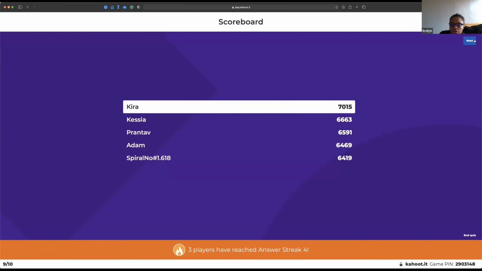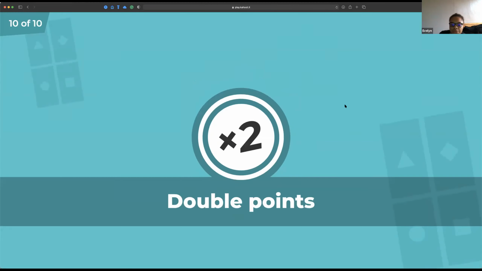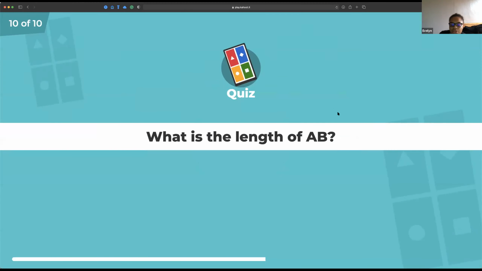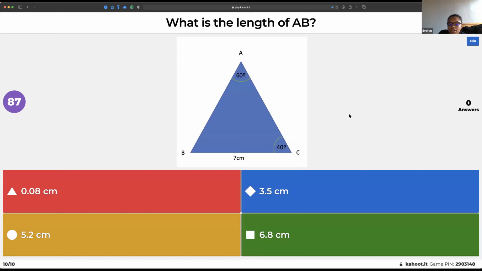Perfect. Right, well done to the top 5. Last question, double the points. So what is the length of AB? So here's your triangle. Have a go. What is the length of AB?